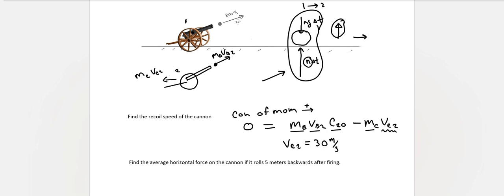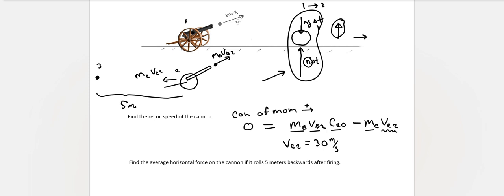All right, moving along. Find the average horizontal force on the cannon if it rolls 5 meters backwards after firing. So this cannon now rolls back to here. I'm just going to use a dot here for the cannon. I don't feel like sketching it. I'm going to call that picture 3. This distance is the 5 meters.